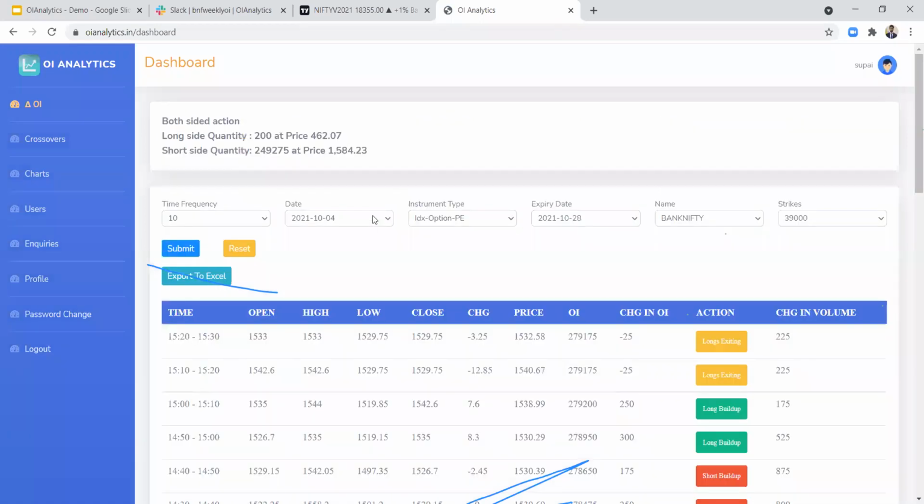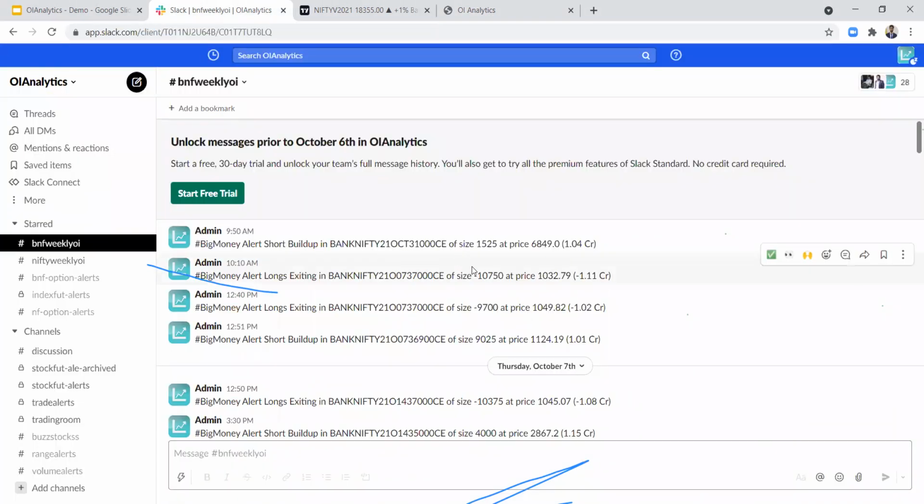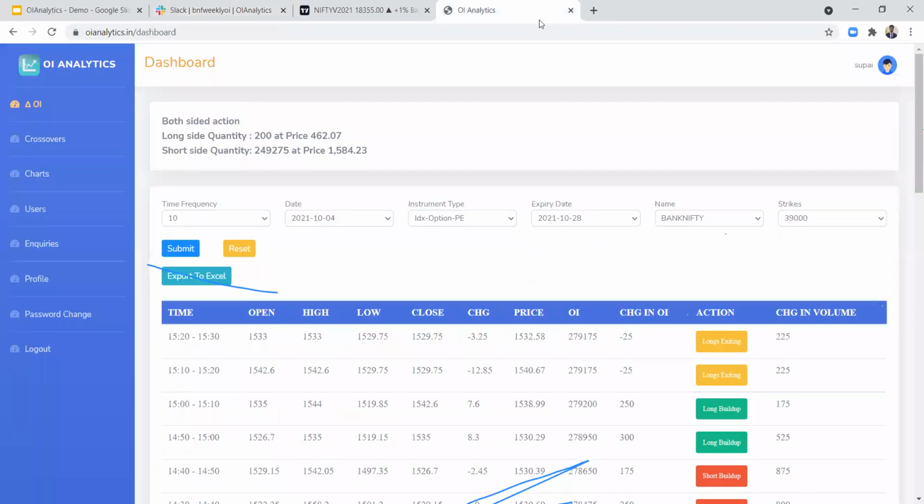Guys, this one, October 4th, I think we don't have the alerts for the date because this has been gone. Guys, please mute yourself or you'll be thrown out of the room. I don't know, guys, how many times we have to tell, please understand.